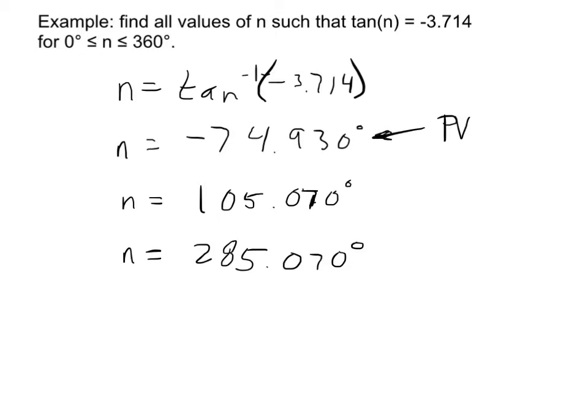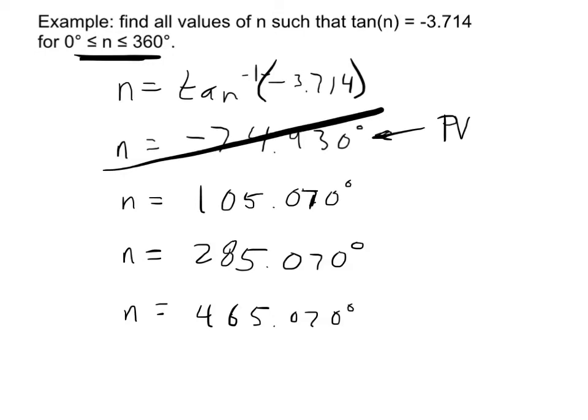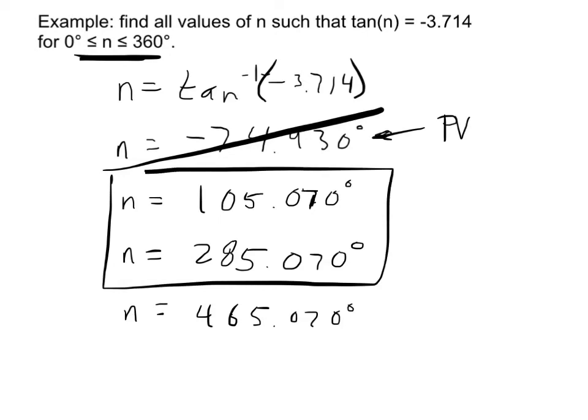If I add 180 again, I'll end up with 285.070 degrees. Technically, if I did it again, I'd end up with 465.070 degrees, but we only wanted values between 0 and 360, so I actually didn't need the principal value. I needed it to find them, but that's not one of my answers. These are my 2 answers, because the other one beyond that is too large.